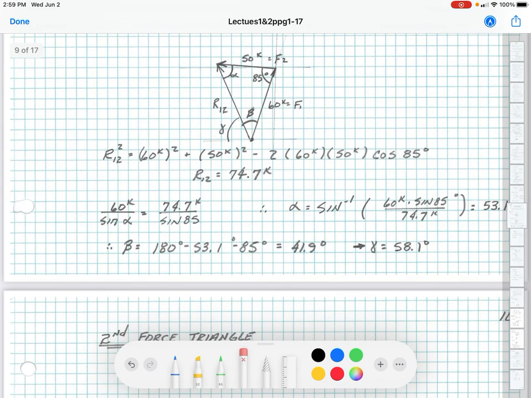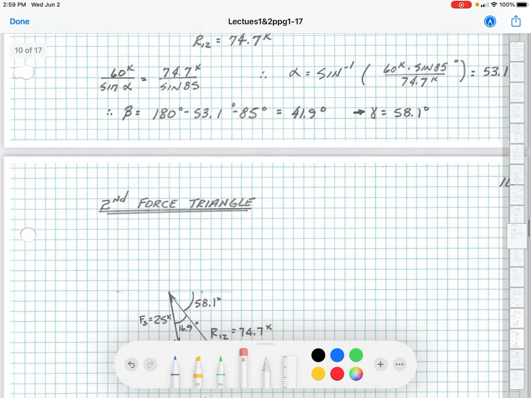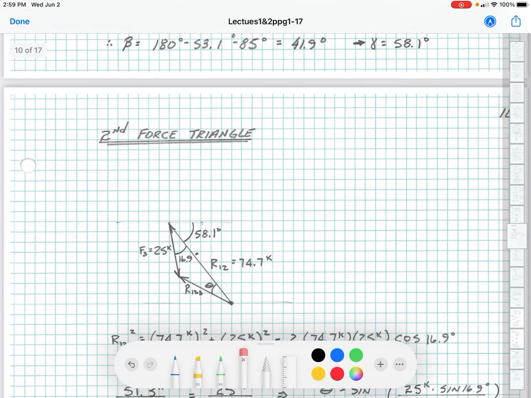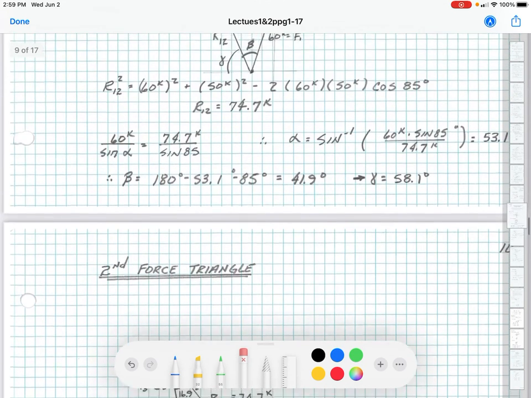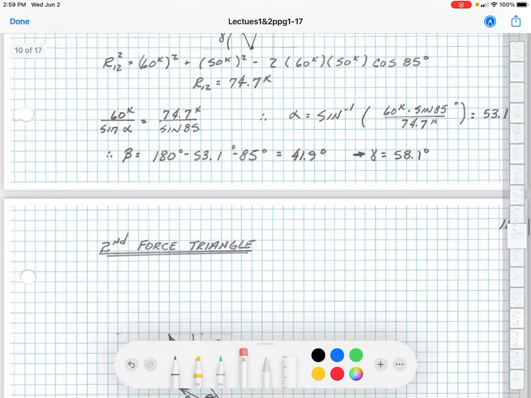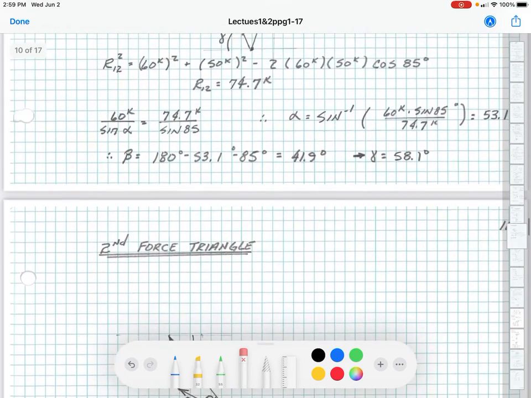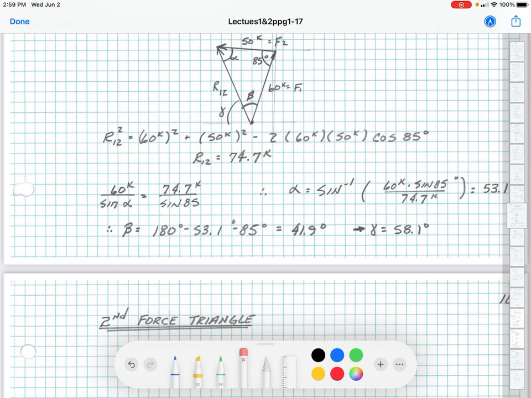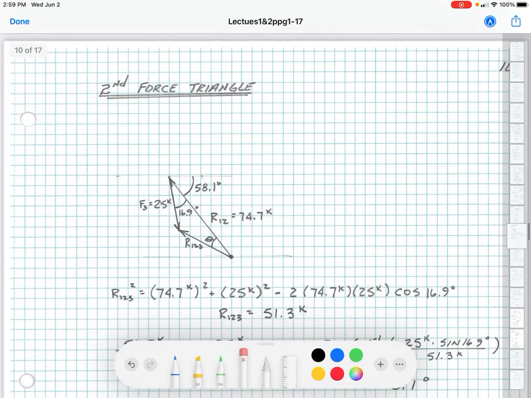Because we have to go now, because remember, we're looking for R123. So we have to do a second force triangle. So here is our R12, which is 74.7, which is what we solve for up here. And we know that if we look back, this angle, gamma, is 58.1. So that's this angle right here. That's 58.1.